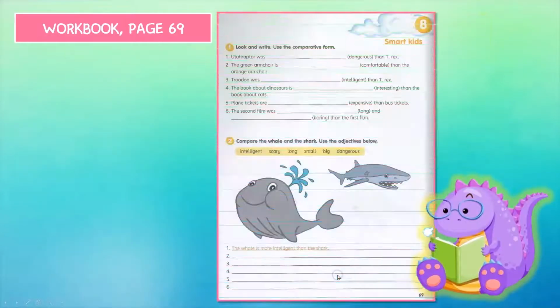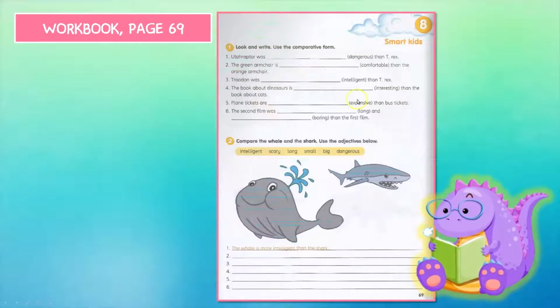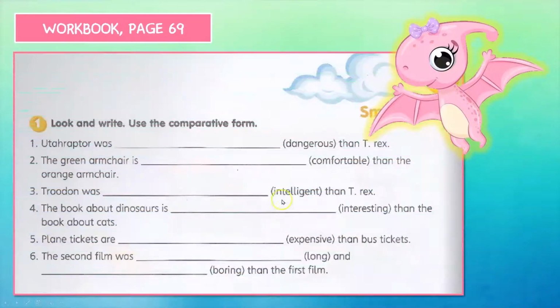Okay, now you can take out your workbook and turn to page 69. We are going to do task 1 and task 2. Let's see task 1 first. Look and write. Use the comparative form.